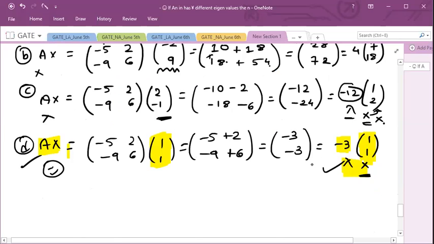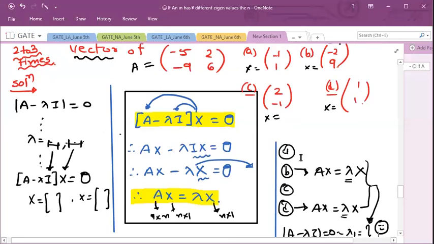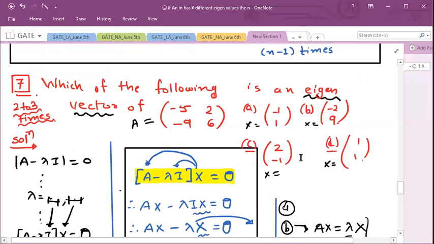We haven't found the eigenvalue here yet. We haven't found eigenvalue yet. So we do not know whether this is an eigenvalue or not. But here Ax equal to lambda x is being satisfied in one option only. Is it clear? Did you understand everything that was explained? Should I repeat this question once again, or shall we move to the next question?